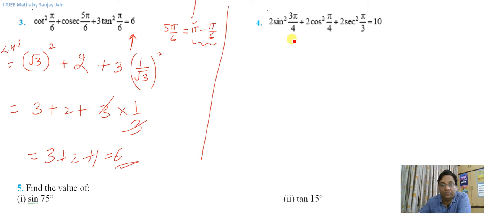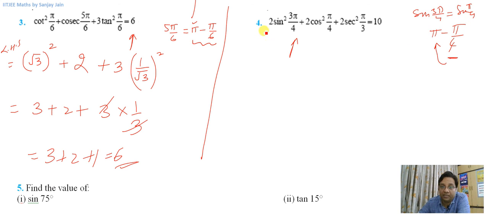Now look at the fourth question here. What does it tell me? Sine square 3 pi by 4. So this is 3 pi by 4. I can write it as pi minus pi by 4. Right? This is 3/4 of pi, so I have to subtract 1/4 from pi to obtain this. And sine pi minus theta is sine theta. So it is equal to sine pi by 4. Sine 3 pi by 4 is equal to sine pi by 4.